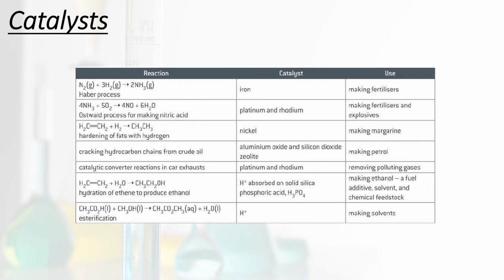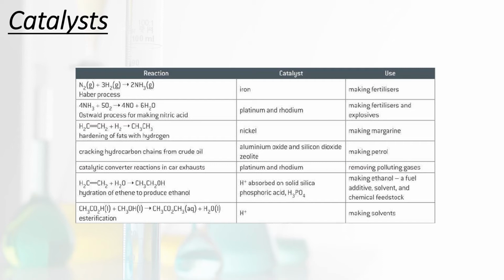There's the Haber process, which makes ammonia, incredibly important in terms of making fertilizers. And the catalyst for this actually is finely divided iron. There's the process for making nitric acid. This uses a platinum and rhodium catalyst. And nitric acid is also a fertilizer, but also explosives. We can see the hydrogenation of alkenes, so this hardening of fats with hydrogen. That typically uses a nickel catalyst, and the use of that is making margarine.